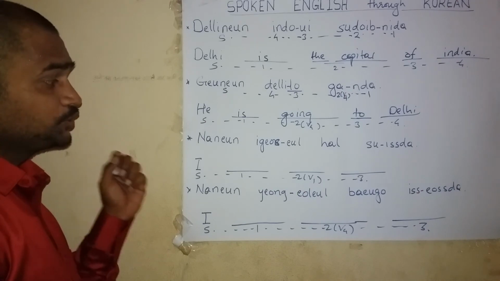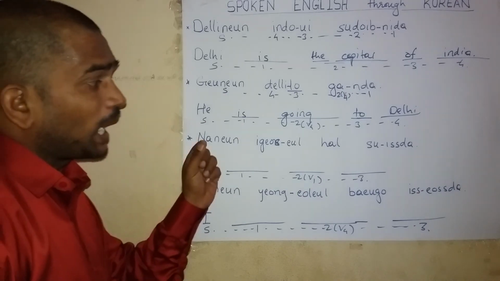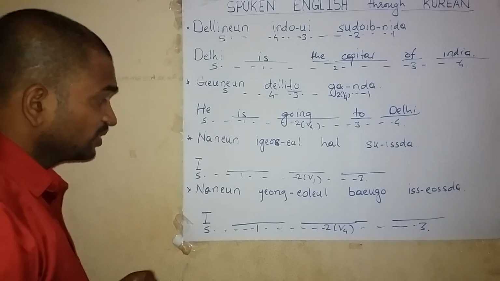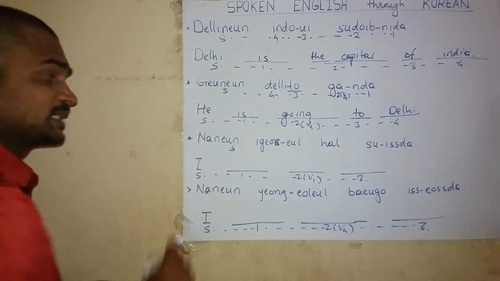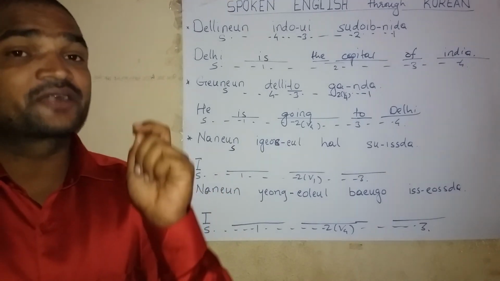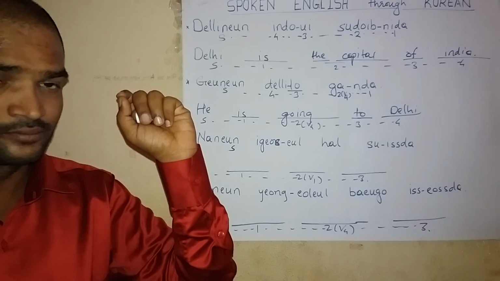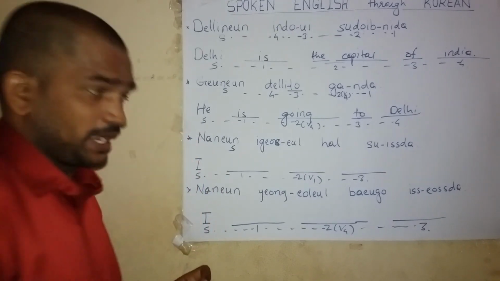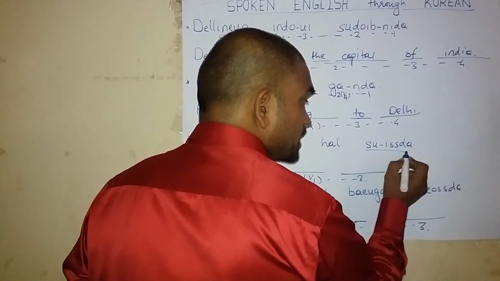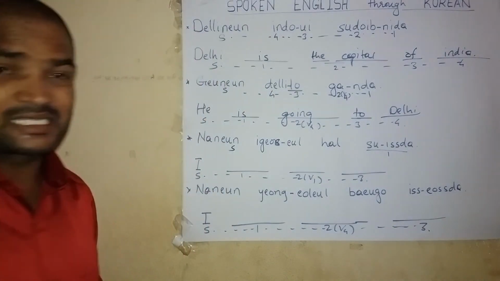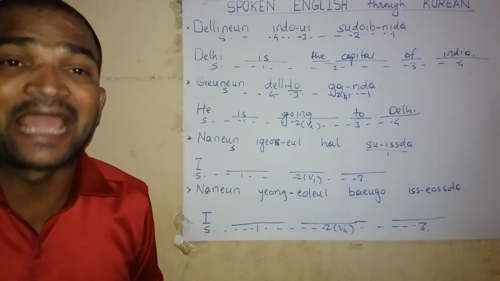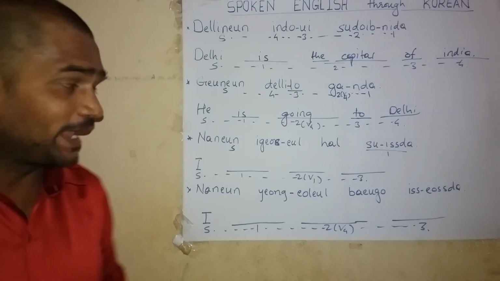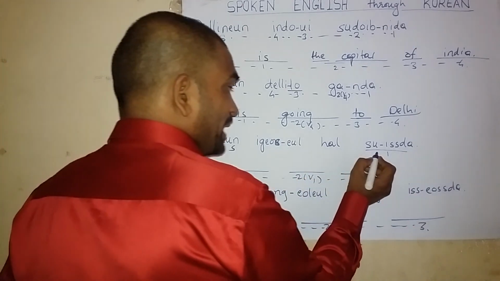Nanyon igios yul hal suizda. First we should find the subject. The subject is Nanyon. The English word for Nanyon is "I". And if there is suizda at the end of the Korean sentence, we should use "can". Nanyon: "I can".